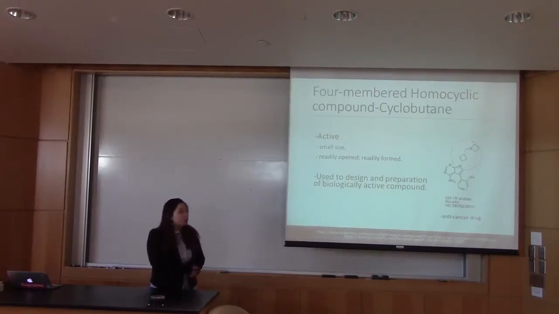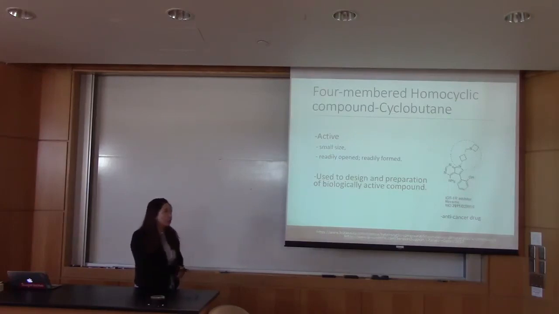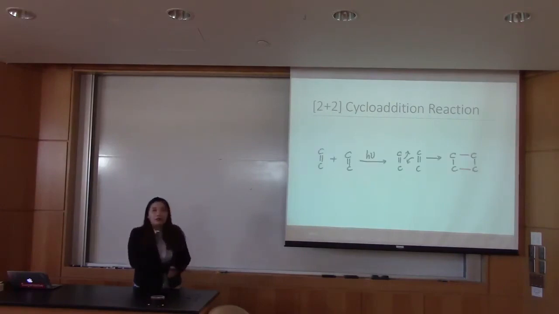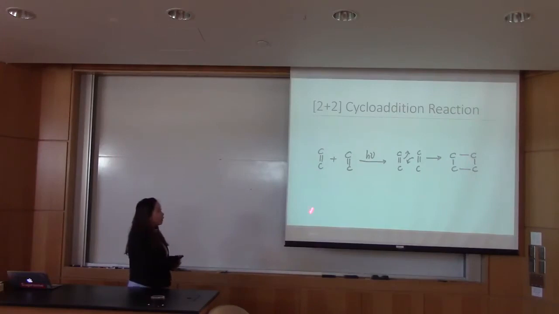And to synthesize 4-membered rings, we always use 2+2 cycloaddition reactions. And this reaction is very easy to understand. We have two carbon-carbon double bonds, and one of these bonds will form this carbon-carbon bond, and another will go through like this way, and they can form the new bond. The red is the new one.